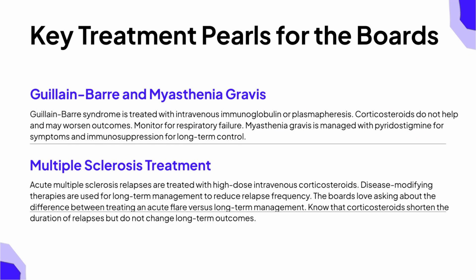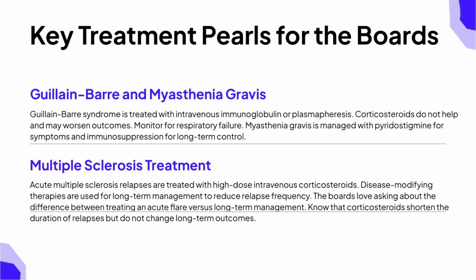Let us cover the key treatment pearls you need for the boards. For Guillain-Barré syndrome, the treatment is intravenous immunoglobulin or plasmapheresis. A critical board fact is that corticosteroids do not help and may worsen outcomes. The most dangerous complication is respiratory failure, so always monitor respiratory function closely.